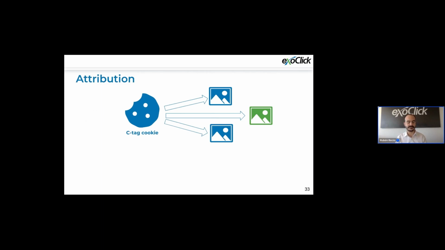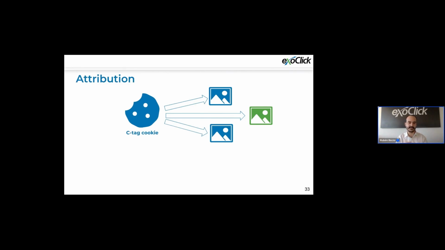But here is how it works. When a user sees an ExoClick advertisement or interacts with an ExoClick advertisement, the CTAG cookie is generated. If that user later turns out to generate a conversion, meaning it reaches the page where the pixel tracking script is located, then it will generate the goals cookie. With the CTAG cookie and the goals cookie, we match them together, and that's what allows us to identify the user that generated the conversion. That's what allows us to reflect that conversion in your statistics.